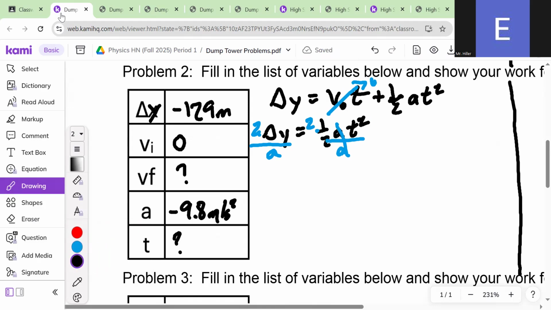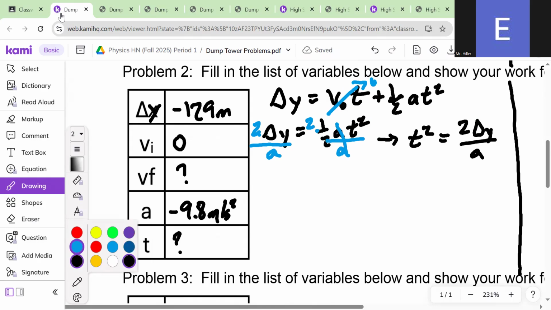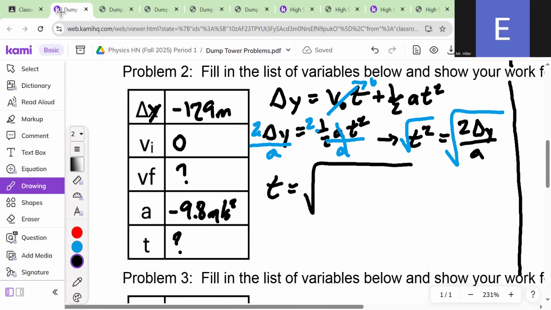All right, now if I rewrite what I have here, I've got t squared equals 2 delta y divided by a. Well, the opposite of a square is a square root. So I'll square root both sides like this. And I get t is equal to the square root of 2 times my negative 129 meters over my negative 9.8 meters per second squared. The negatives will cancel.